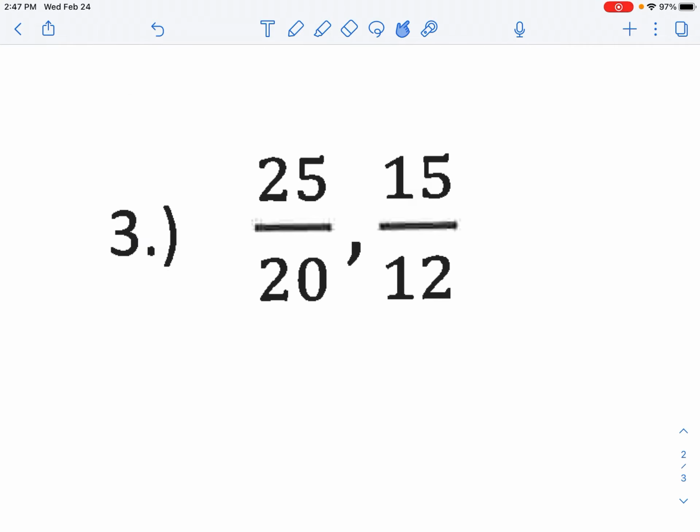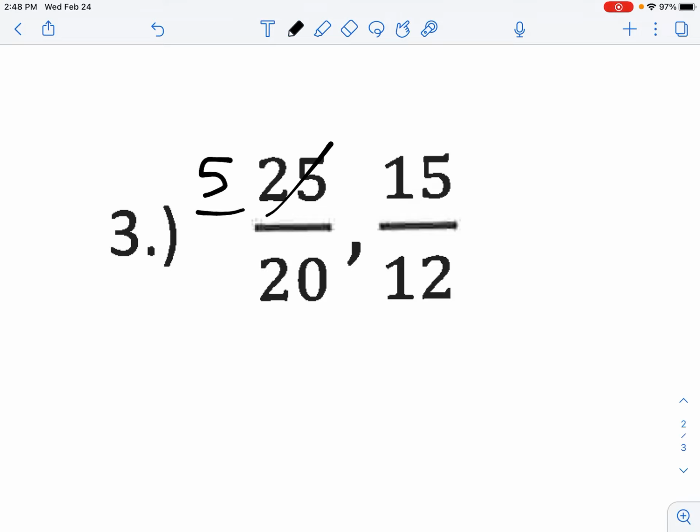Is 25 to 20 equivalent to 15 to 12? So this one I can see that 25 and 20 have a common factor of 5, and 15 and 12 have a common factor of 3. So these would be real quick to reduce to lowest terms.